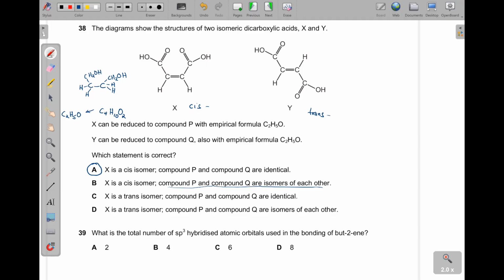These ones are not isomers because when we reduce to this, we are not going to have cis and trans. You see? It's a diol. Just like this one. They are not isomers. They are all going to have this kind of structure. Okay? So answer is A.